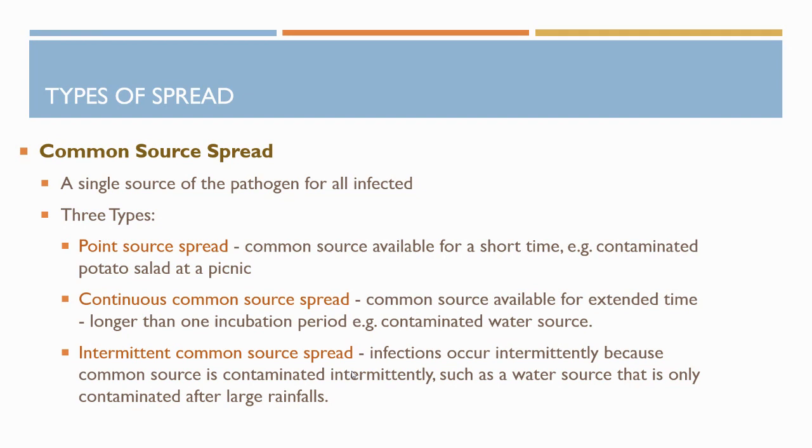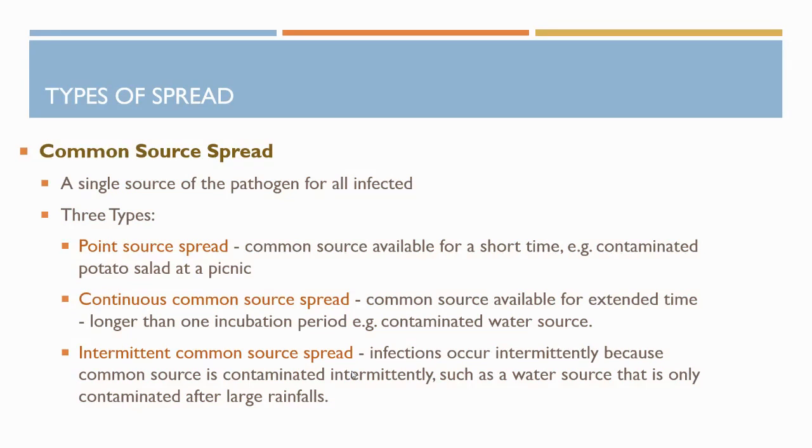A continuous common source would be a common source that's available for a lengthy period of time, so longer than just one incubation period. So, for example, that contaminated water source. Swimming pools would be an example. Common water source, so things that can house or be a reservoir for a pathogen.